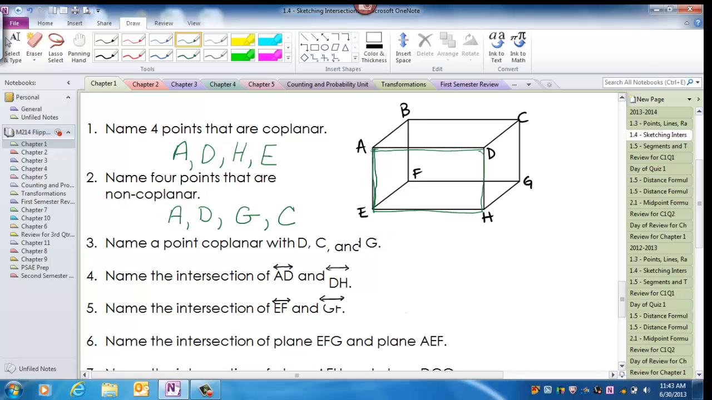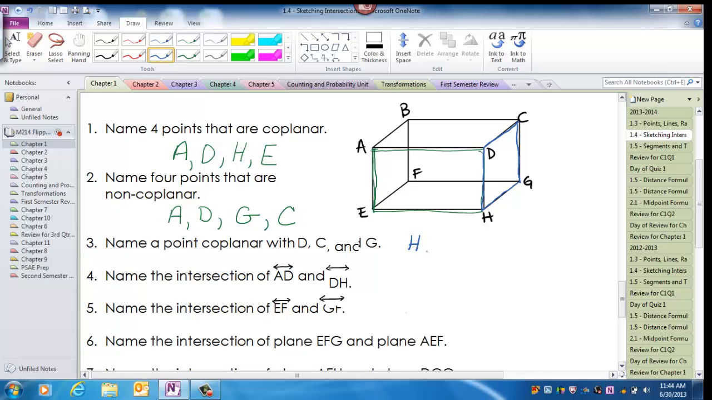Okay, number 3, name a point coplanar with D, C, and G. Use your pencil or pen or colored pencils to outline the points that are given to you. So I'll take this blue color here. If you start at D, and then C, and then G, what point is going to finish the plane in the diagram here? Well, if you go over to H, you could see that all 4 of these points then are on the same surface. So a point coplanar with D, C, and G would be point H.